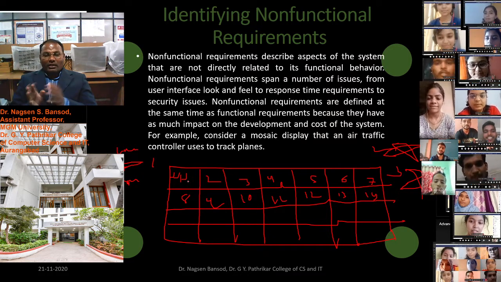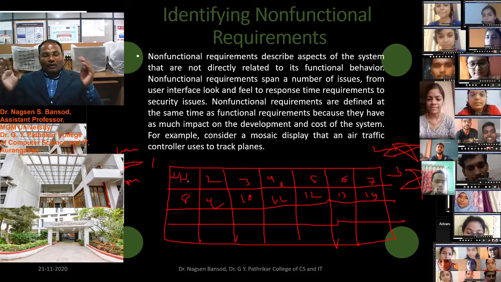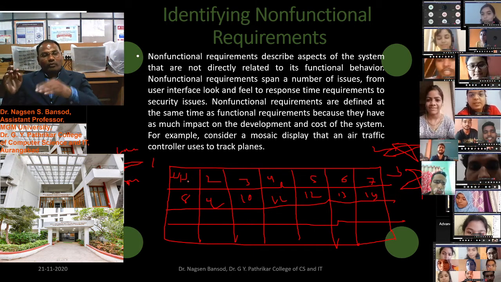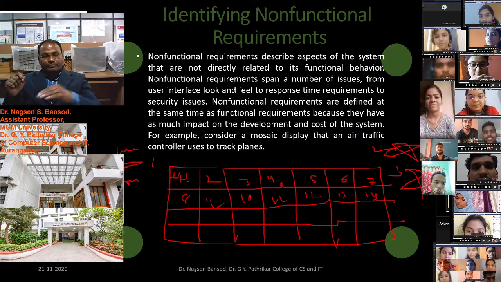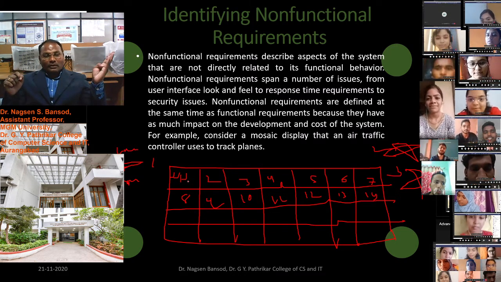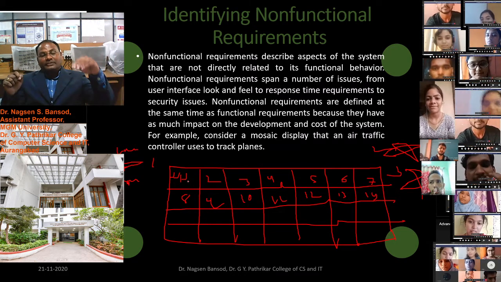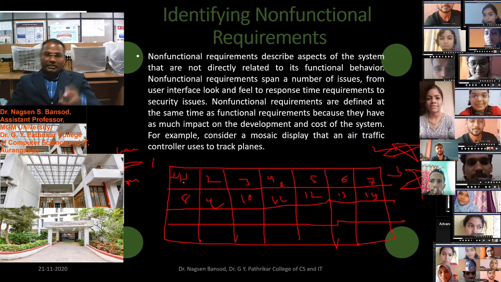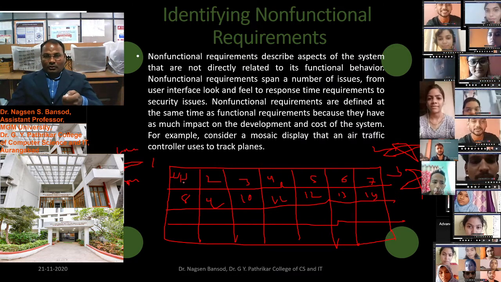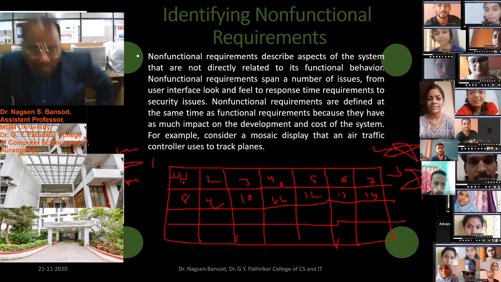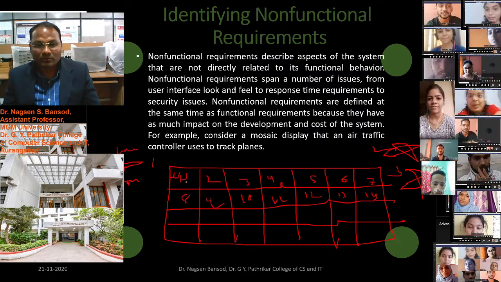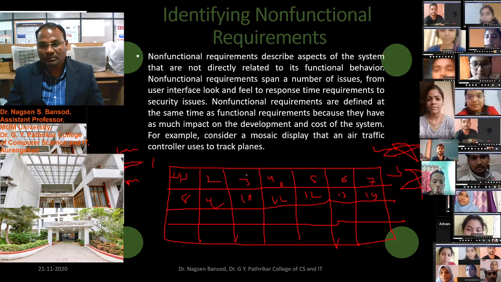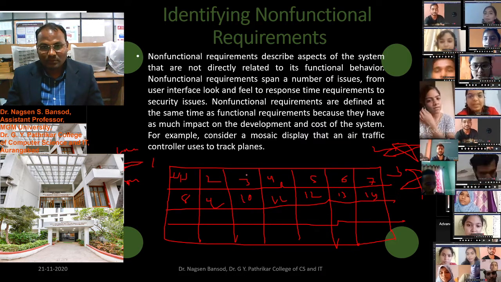Suppose at Aurangabad airport there is already one flight at platform number 1, and now another airplane is coming within 1 or 2 minutes. This information is very essential in air traffic controlling, but this is a non-functional thing. Is it understood?